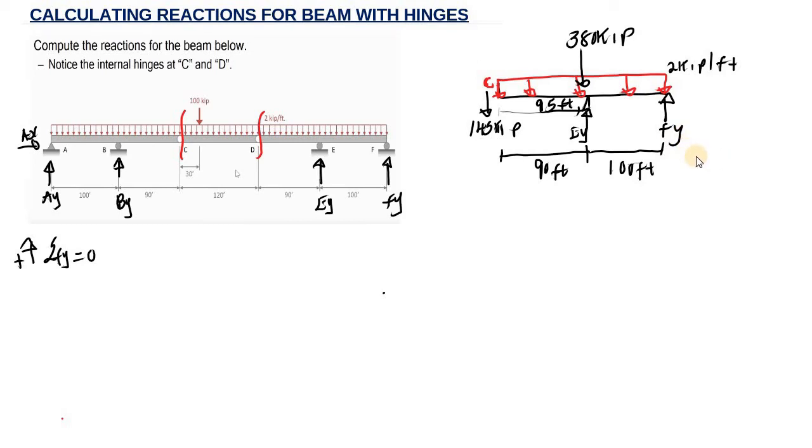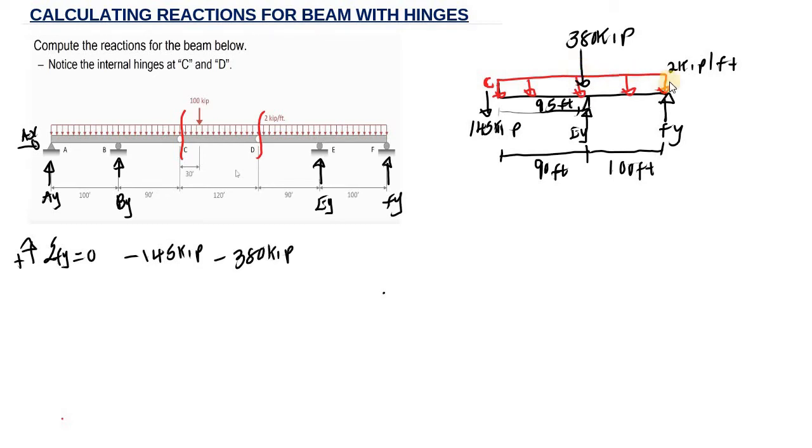Now, how can we calculate FY? We are going to take the summation of all the vertical forces equal to 0. And we're going to say all the vertical forces acting upward are positive, while all the vertical forces acting downward are negative. So 145 kip is acting downward, so this is going to be negative. So this is negative 145 kip. Then we're having 380 kip, acting downward, so this is negative 380 kip.